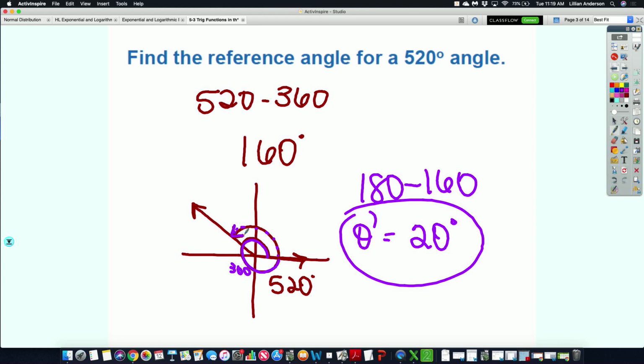You'll have to look at how many times bigger it is than 360. Is it only one time and a little bit more? Two times and a little bit more? That many 360s is how many times you go around. When it comes to radians, 360 degrees is what? 2 pi. So you have to see how many 2 pi's are within that particular radian.